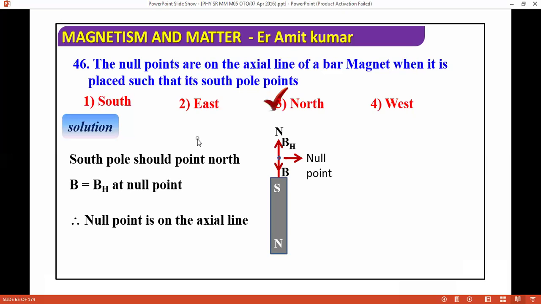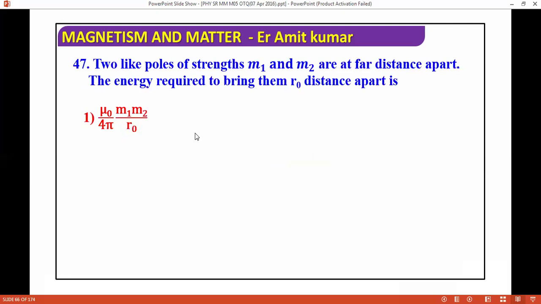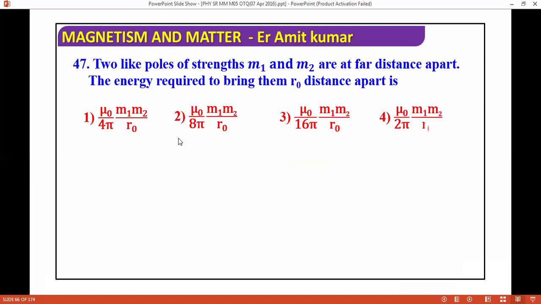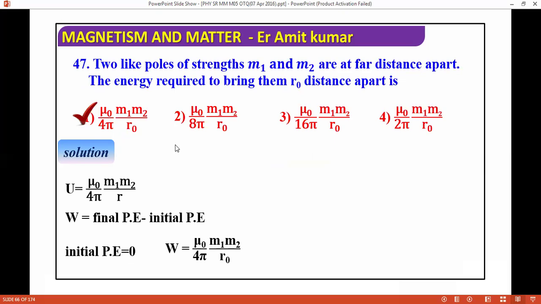Next question: two magnets M1 and M2 are at a far distance apart. The energy required to bring them together, so basically we are talking about energy. What is the formula for energy? All of you should know this formula, for M1 M2 by R. This is a very easy question. If you know, you know.